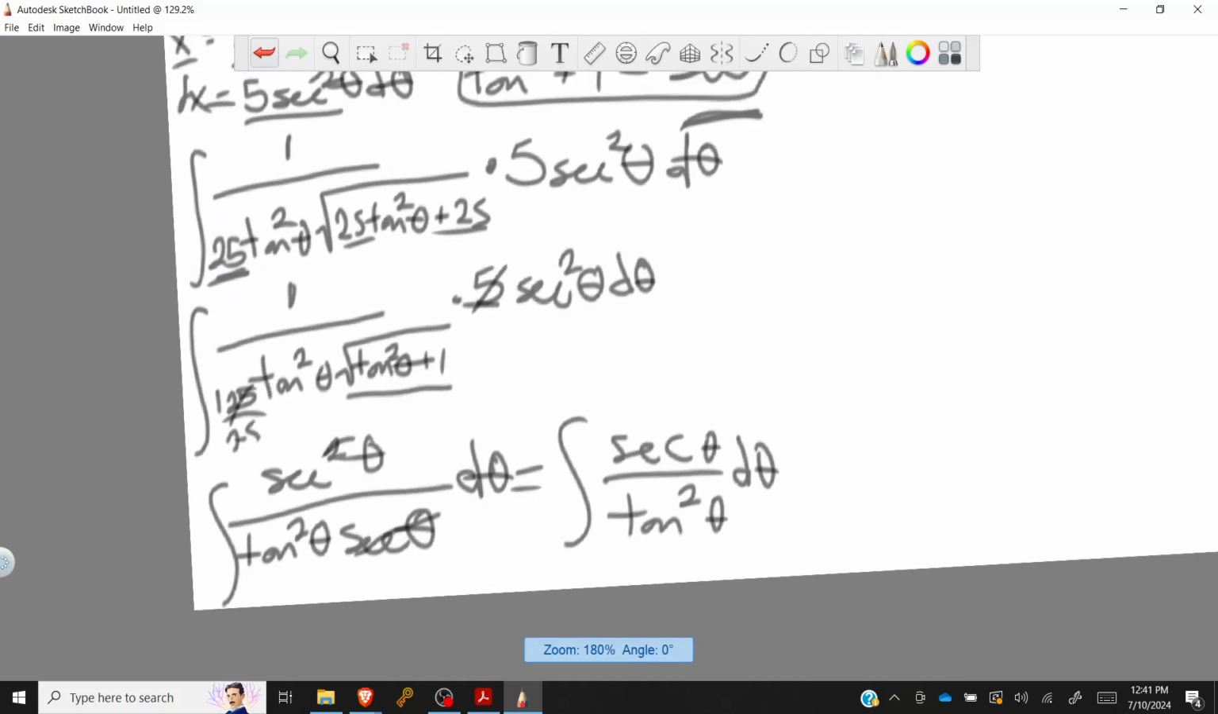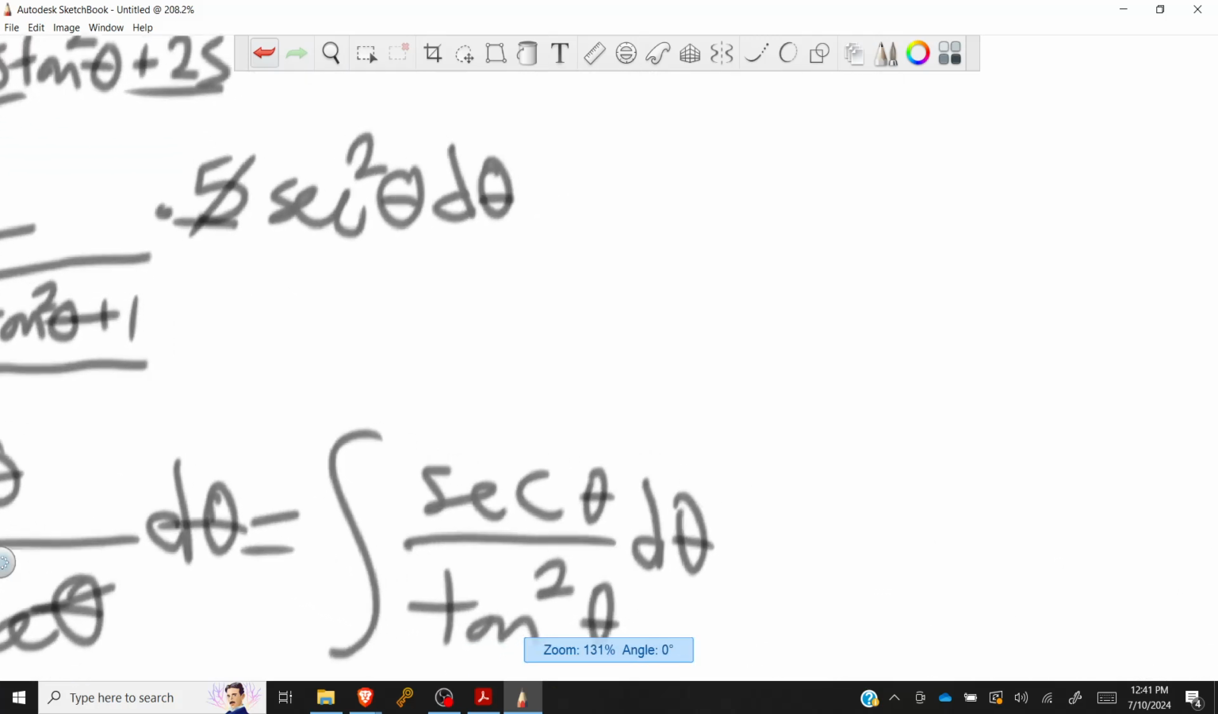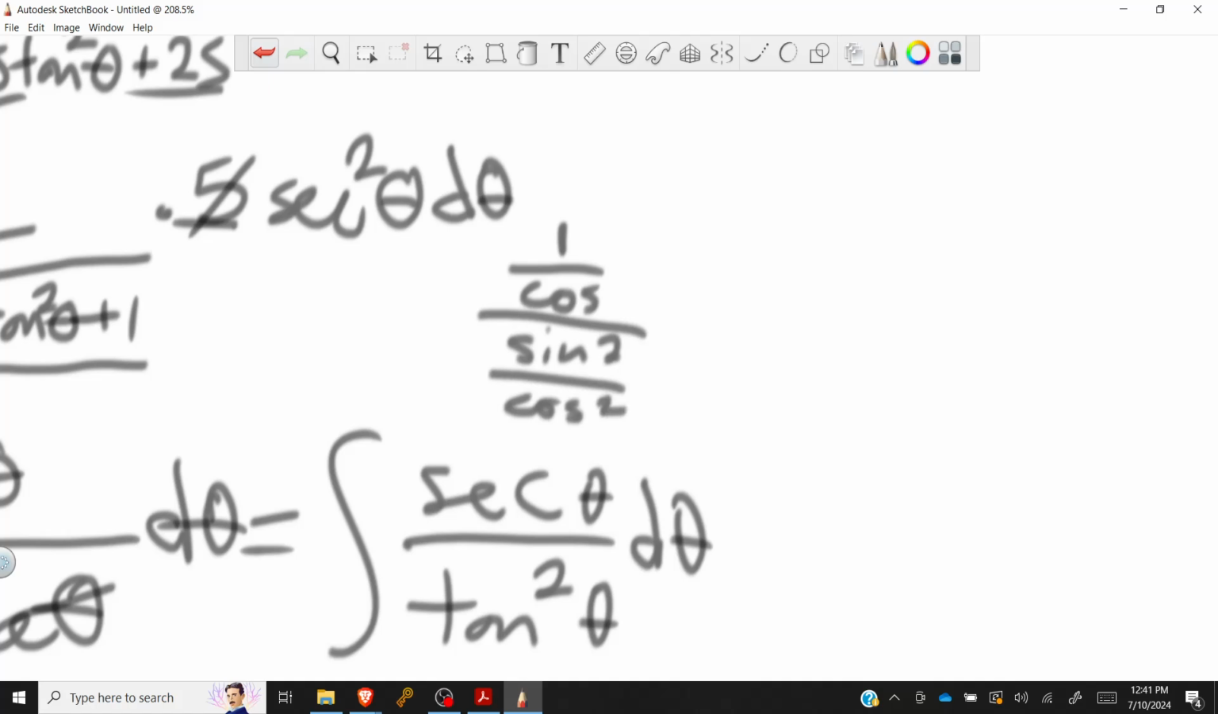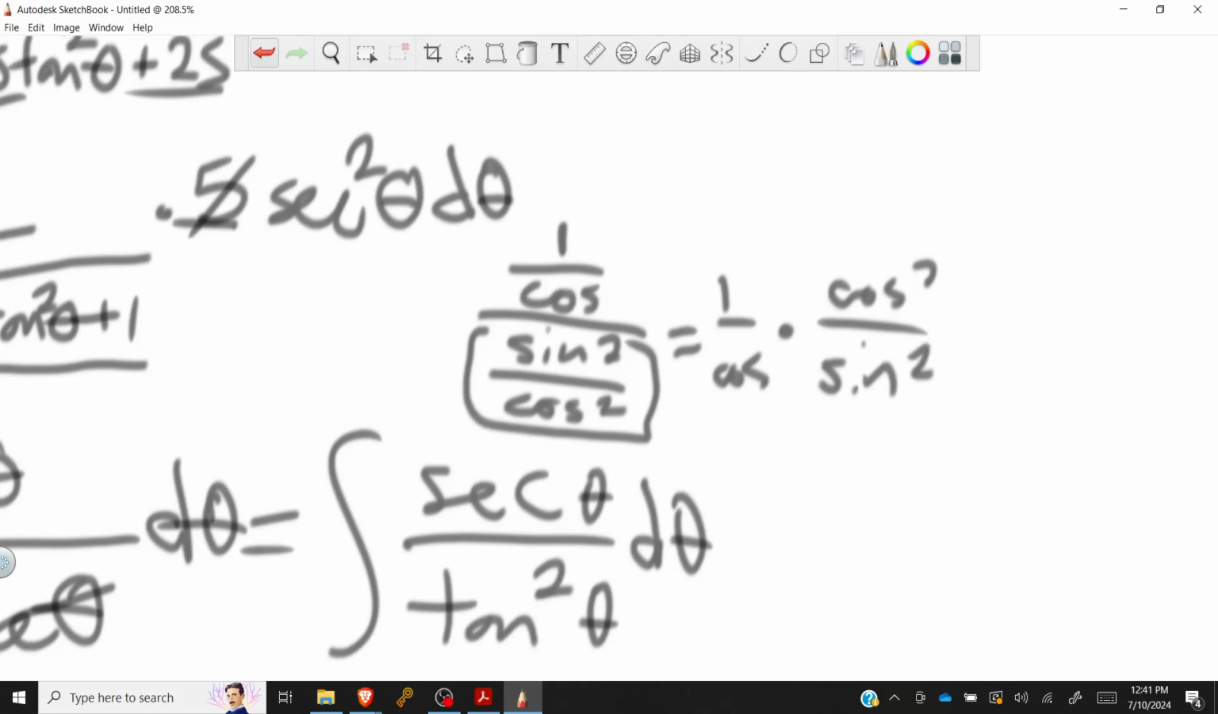Now looking at this, I don't immediately know what to do. So my first intuition is going to be to break them down to their simple parts. And when I do that, this is going to be equal to 1 over cosine times the reciprocal of the bottom, which is cosine squared over sine squared. So this whole thing would be equal to, the cosines cancel out, so it'd be cosine times 1 over sine squared.